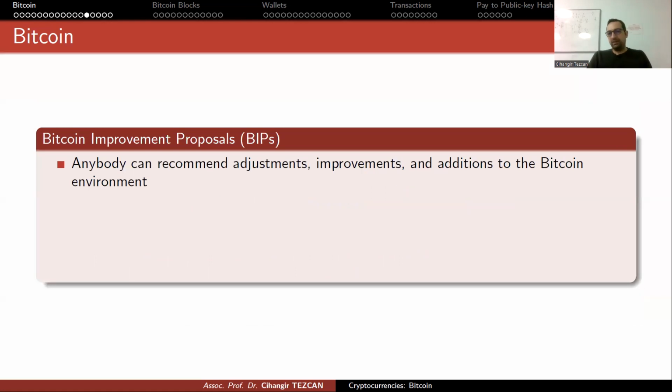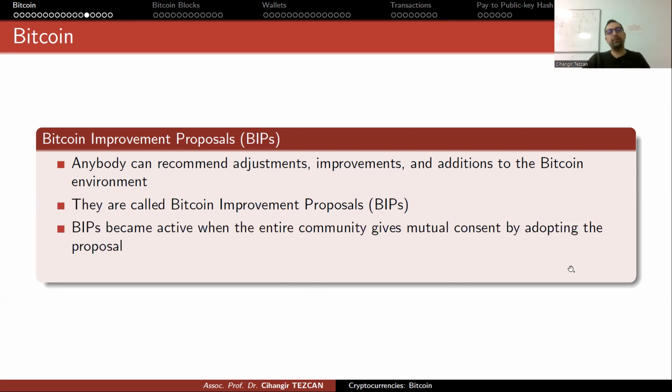Since I mentioned there was an upgrade called SegWit, this means that we can actually provide new properties or updates to Bitcoin. So how does this work? This is called a Bitcoin Improvement Proposal, or BIP. Anybody can recommend adjustments, improvements, and additions to the Bitcoin environment. They are called Bitcoin Improvement Proposals. BIPs become active when the entire community gives mutual consent by adopting the proposal. This means that they install your upgrade. That's it.